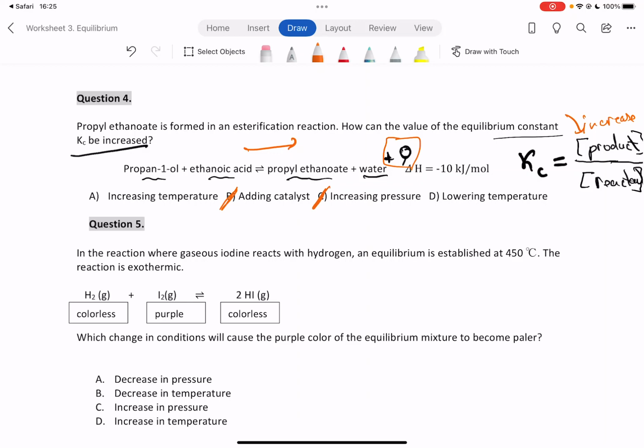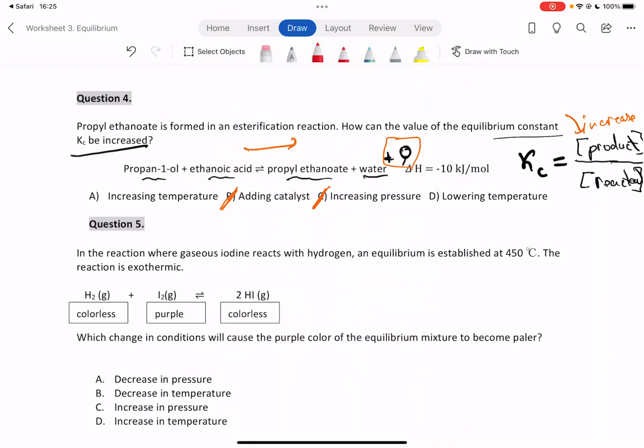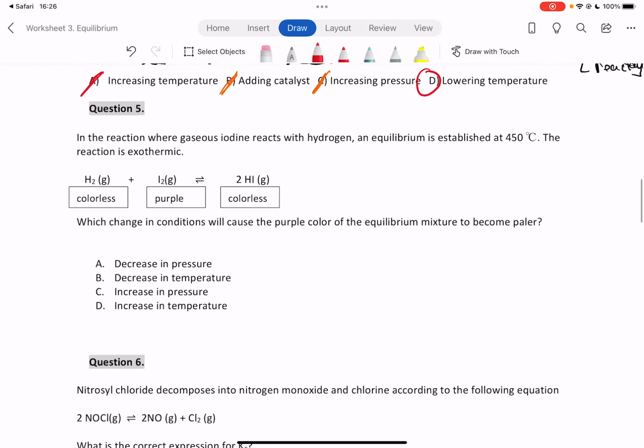If we increase the temperature, the equilibrium will try to decrease the temperature, and to decrease temperature, we need to go to the left side. But the question says we need to increase the Kc, so products. So the answer would be lowering the temperature. So if we lower the temperature, the reaction needs to increase the temperature, so we need to come to the right side. Another question with the colors first.